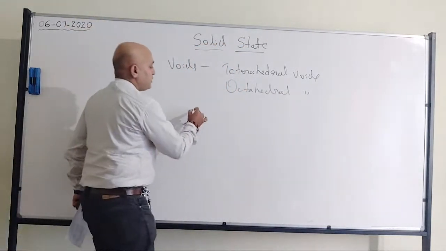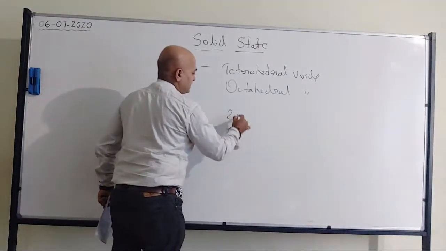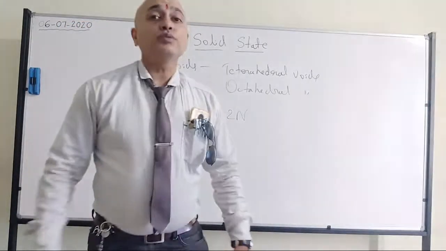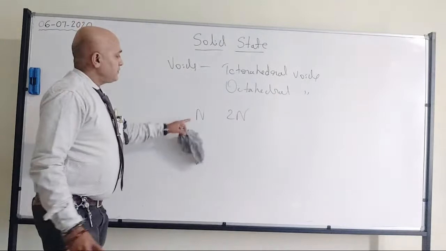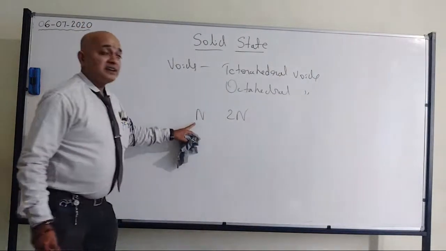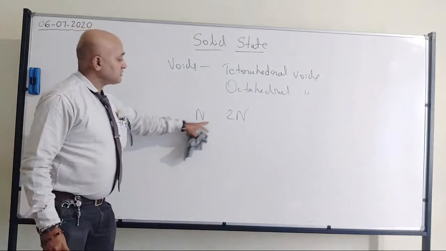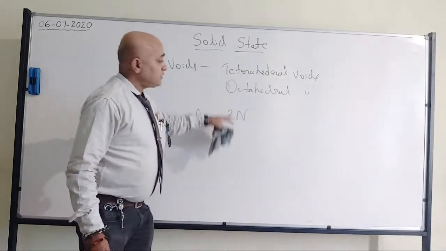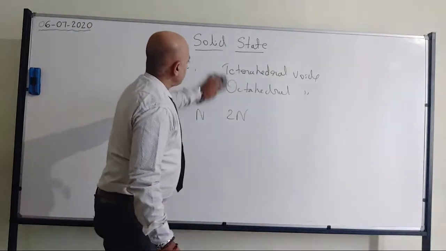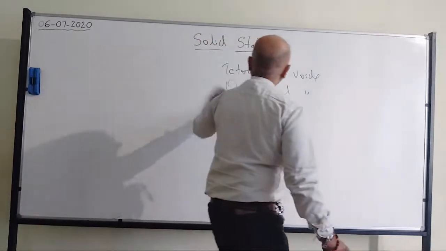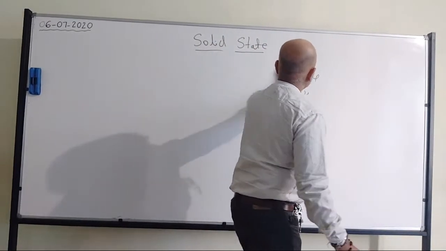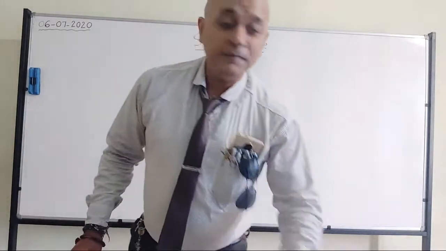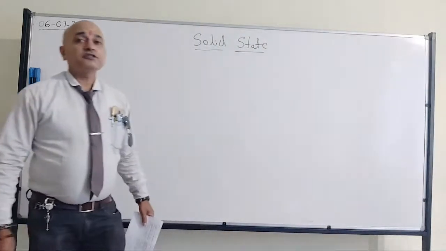And all of us know octahedral voids will be n and tetrahedral voids will be 2n. That relation is very important: where the number of atoms in a packed structure is n, the octahedral voids will also be n and the tetrahedral voids will be 2n, double the number of atoms. Remember the relation between the number of atoms, octahedral voids and tetrahedral voids. You can expect a question.